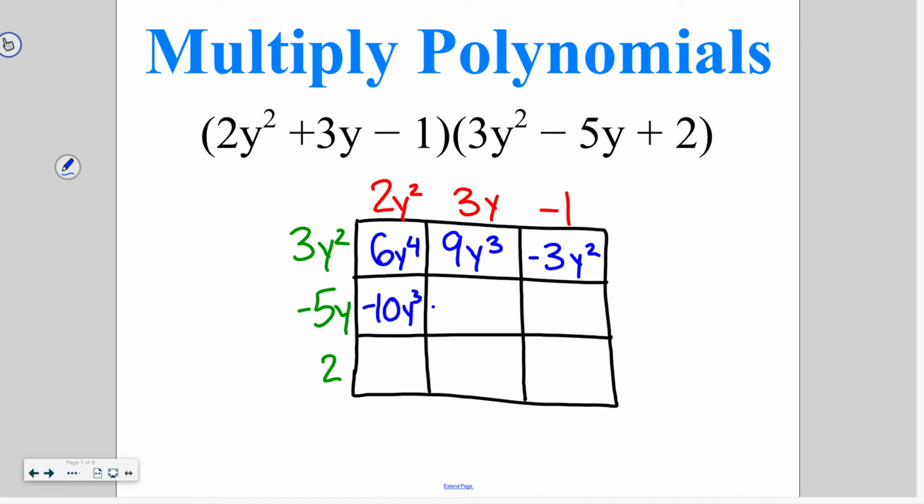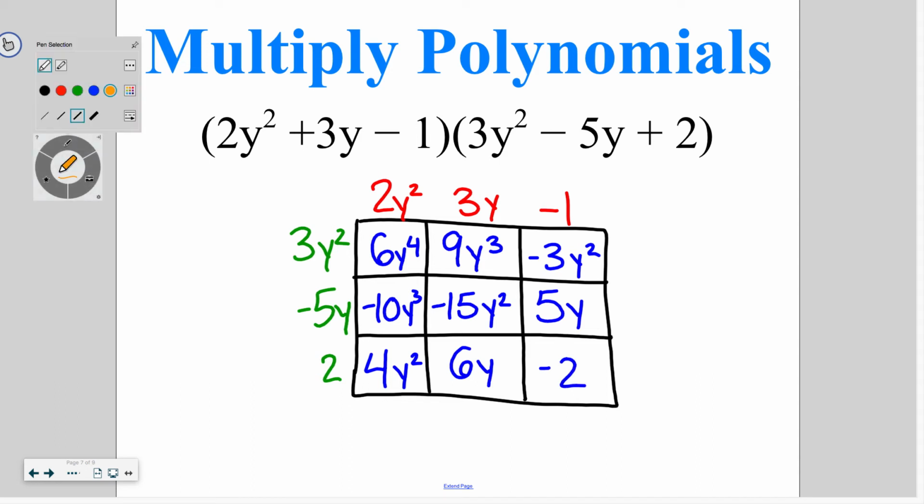Negative 5 times 3, negative 15. Y times y is y squared. Negative 5 times negative 1 is positive 5 with just a y. 2 times 2 is 4 with just y squared. 2 times 3 is 6 with just y. 2 times negative 1 is negative 2.